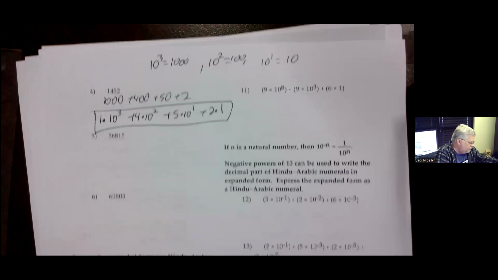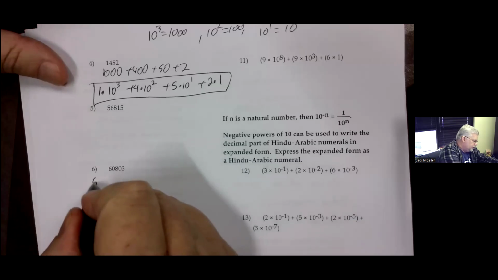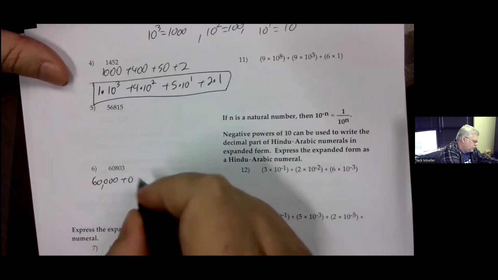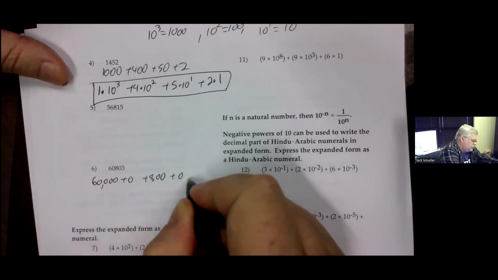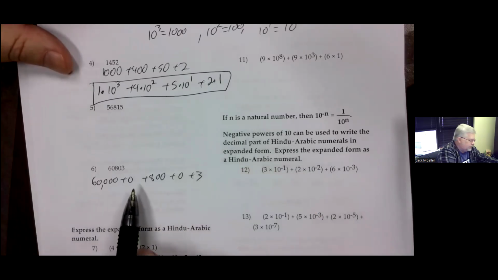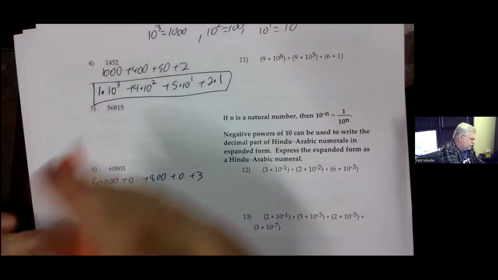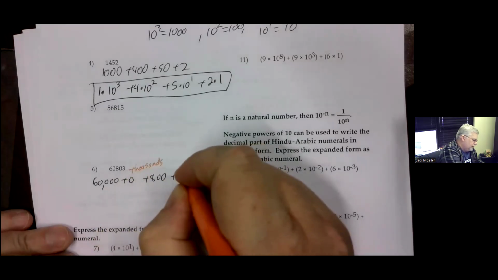All right, so let's jump down to number 6. So we have 60,803. So that is 60,000 plus 0 plus 800 plus 0 plus 3. Okay, and the reason I'm putting the zeros there, that is the thousands spot. And so there are 0 thousands. And there are 0 tens.